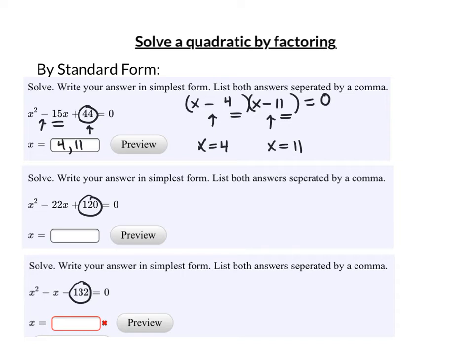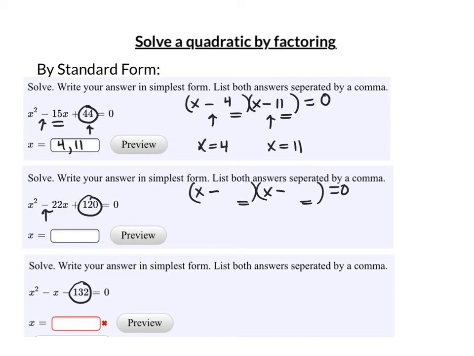This next one, I need factors of 120 that add to negative 22. That's a little tougher. But I know it's going to be x and x. I know that this number times this number makes positive 120. So my signs are either two positives or two negatives. It's going to be two negatives because this sign is a minus.